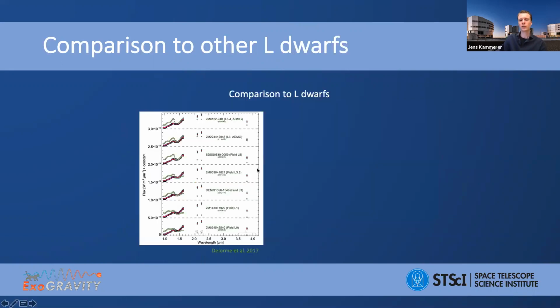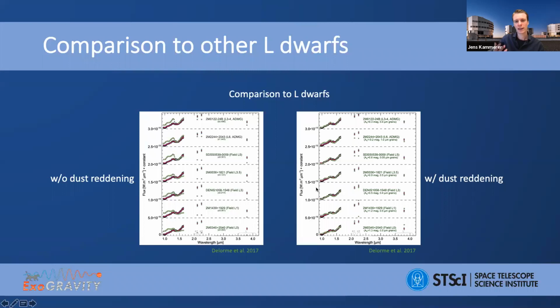So based only on the SPHERE spectrum, Delorme et al. have already compared the spectrum of HD 206 b to other known L dwarfs. So you can see in red here the spectrum of HD 206 b, and then in green the spectra of other L dwarfs. And they couldn't find any object that would match both the extremely red near-infrared color and also the very shallow water absorption feature here around 1.4 micrometers. Only when they added an additional layer of sub-micron sized dust particles, which would cause some additional artificial extinction to those spectra, they could find somewhat acceptable fits.